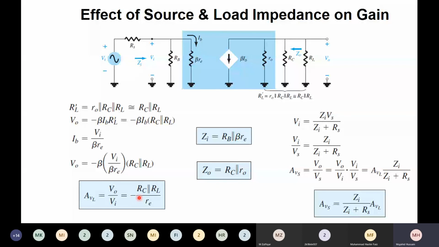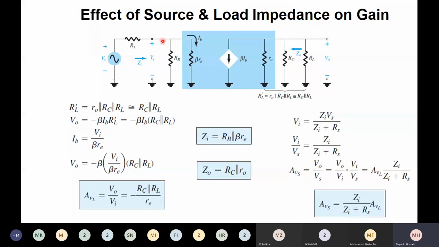Okay, so now we come to the third gain type, which is overall gain. For this we have to consider the input side. We want to include the source resistance, so come to the input loop. We simply apply the voltage division rule to the input side of this amplifier.